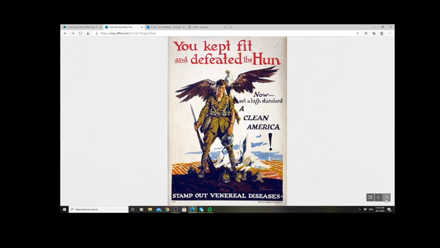Here is a little glimpse into the moralistic tone that existed within the American government. Again, this Wilsonian idea that American men, American soldiers, should be pure and righteous, as this young man here standing with all of the helmets of Germans I assume he's just murdered, and on his shoulders the American eagle. So this is a very idealistic view of an American soldier, but the poster says, you kept fit and defeated the Hun, now set a high standard and come back to America and basically keep America clean, stamp out VD. And this is something that really freaked out President Wilson himself, but the American people.